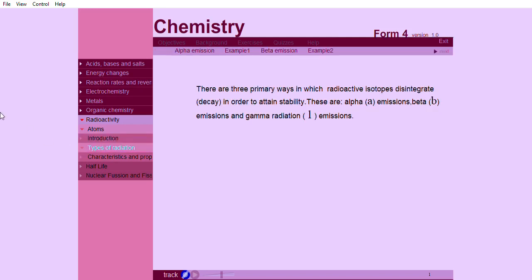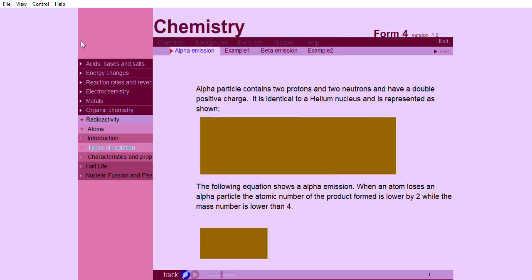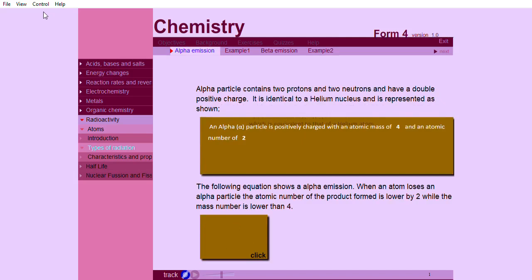There are 3 primary ways in which radioactive isotopes disintegrate or decay in order to attain stability. These are alpha emission, beta emission, and gamma radiation emission. Alpha particles contain 2 protons and 2 neutrons and have a double positive charge. It is identical to a helium nucleus and is represented as shown. The following equation shows an alpha emission.